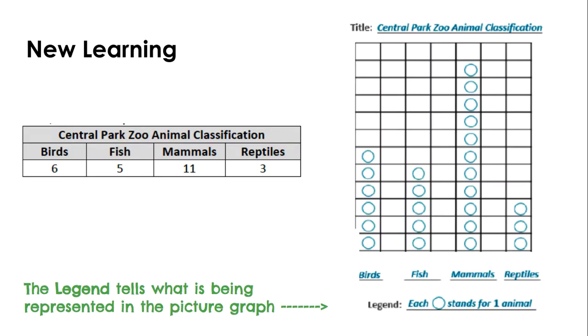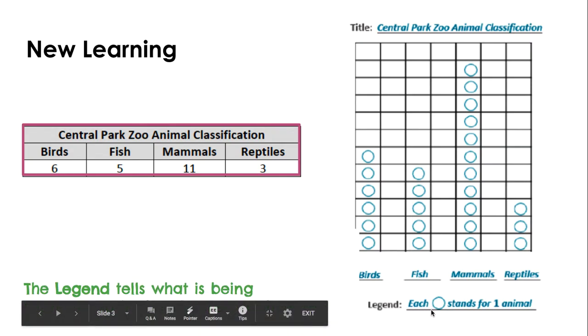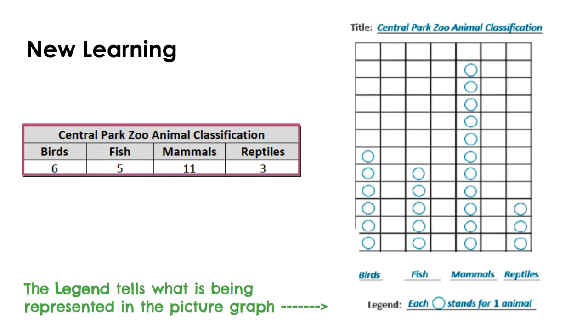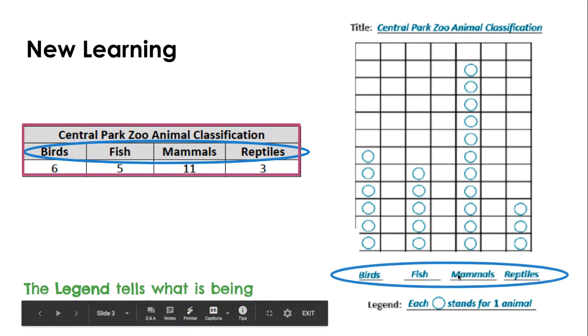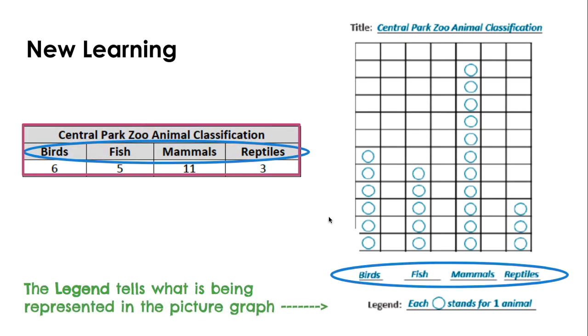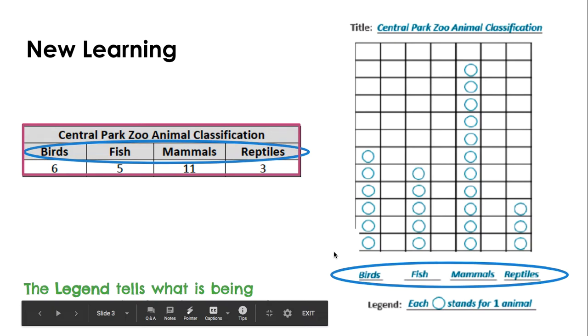So for our new learning, what you're going to see on the left is the table, and on the right is the picture graph. What I want you to take notice of is this here at the bottom, the legend. Each circle stands for one animal. The legend tells us what is being represented in the picture graph. So in this case, we're taking the data and categories found in the table on our left and putting them into a picture graph on our right. So let's look at our categories one more time. Birds, fish, mammals, reptiles. You can see it translates right down here on the picture graph to birds, fish, mammals, and reptiles. So those are in the same order to keep it very consistent.